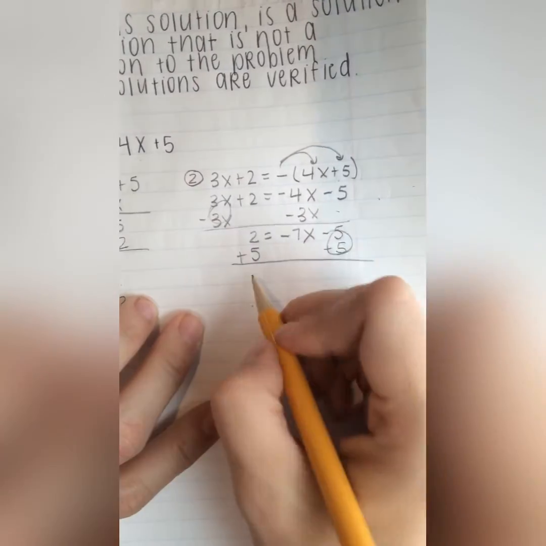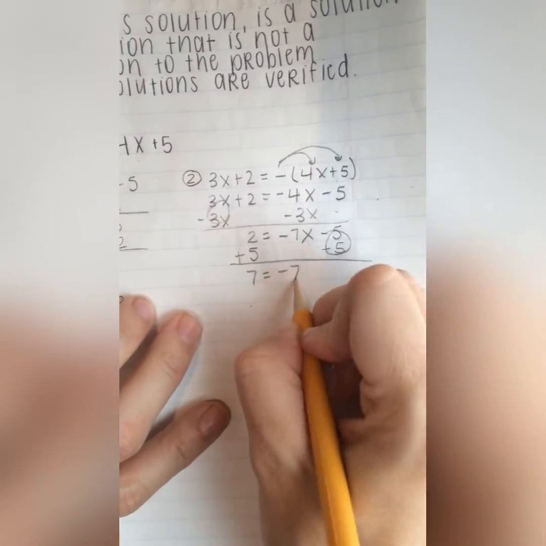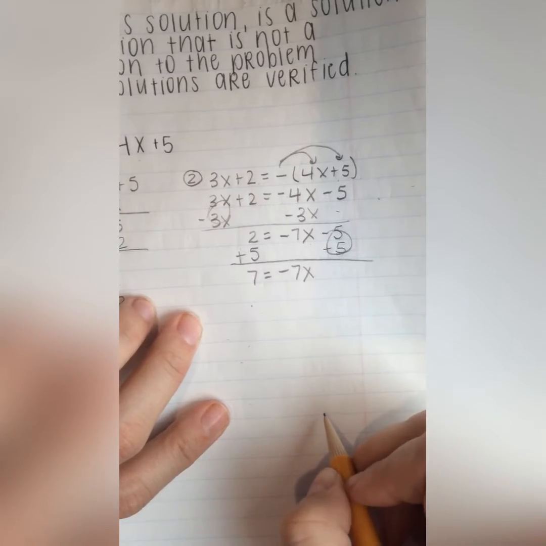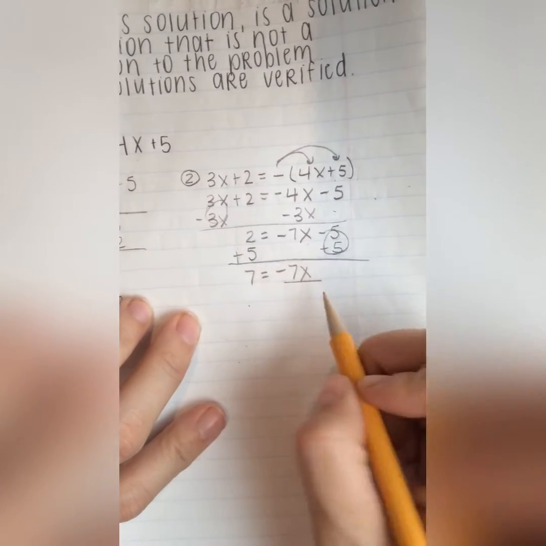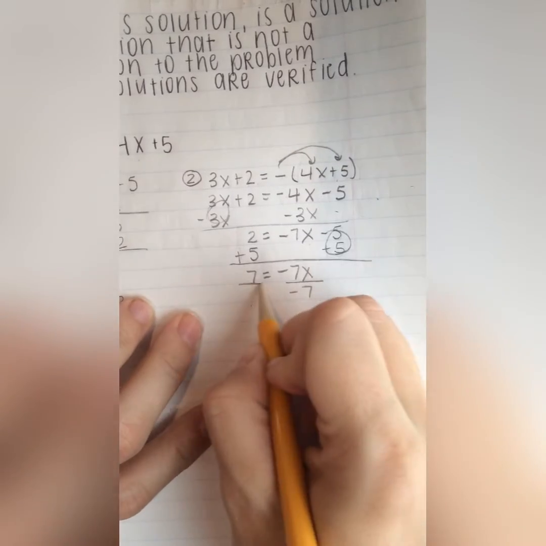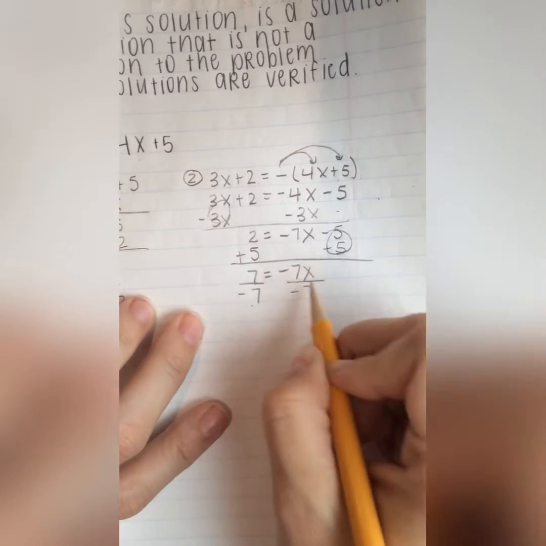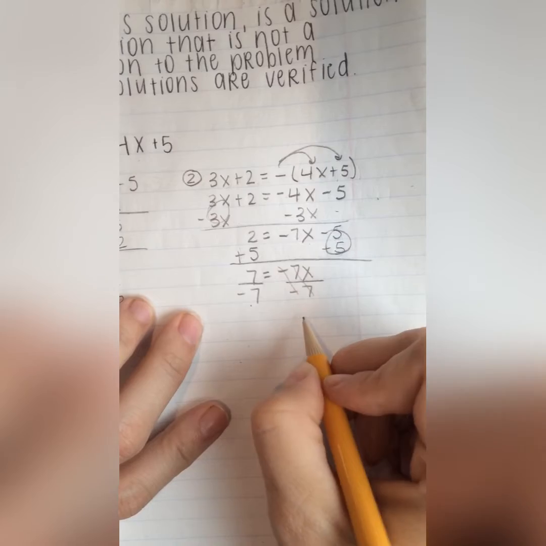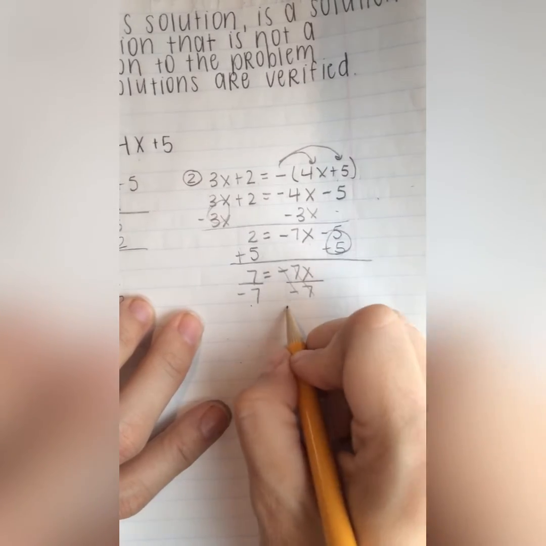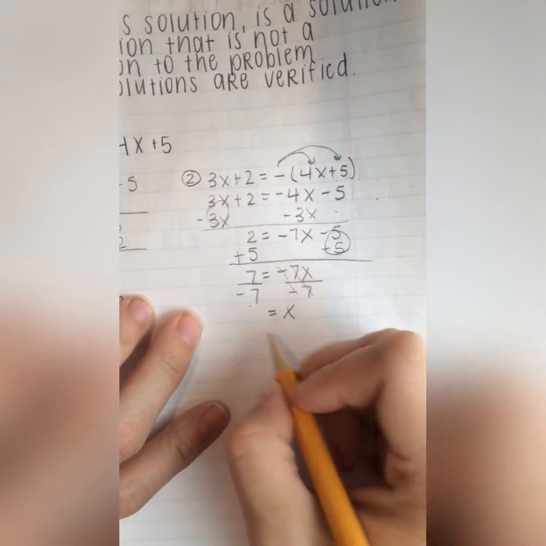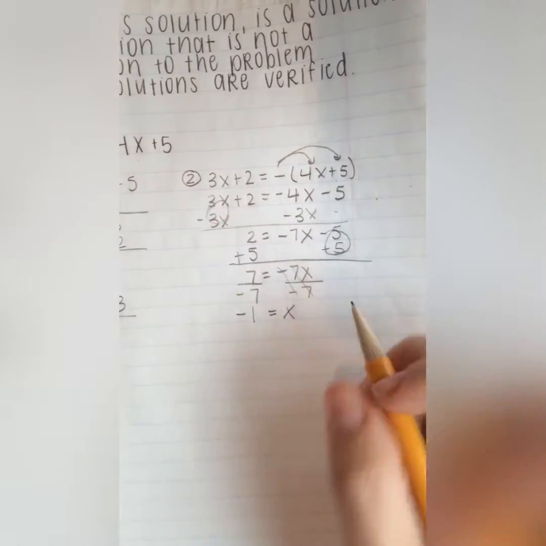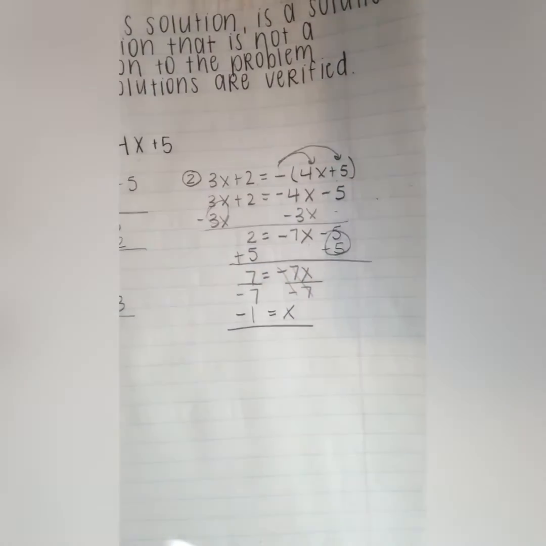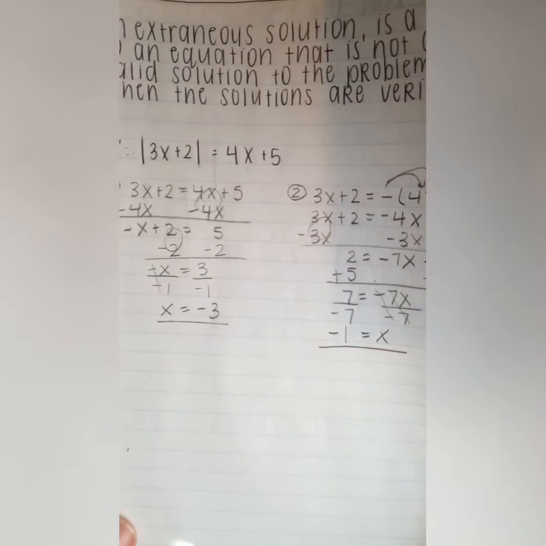Okay. So we have 7 equals negative 7x. To get x by itself, we need to cancel out this negative 7 that's multiplied by it. So we're going to divide both sides by negative 7. Negatives make it positive. 7 divided by 7 is 1. So I have 1x equals 7 divided by negative 7, which gives us negative 1. So there's our second possible answer.